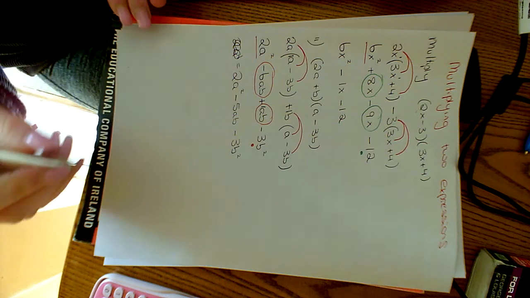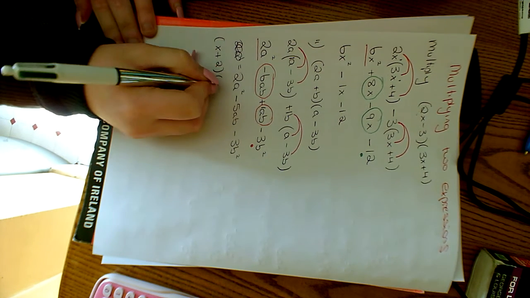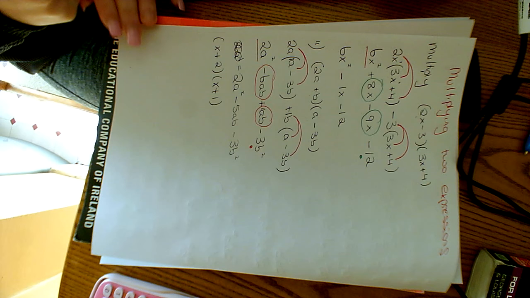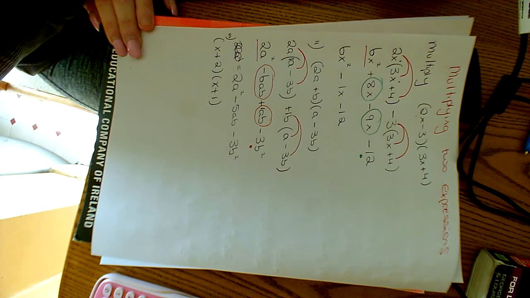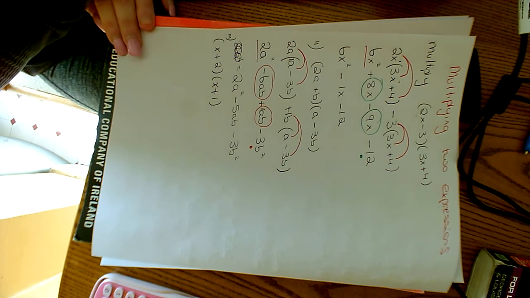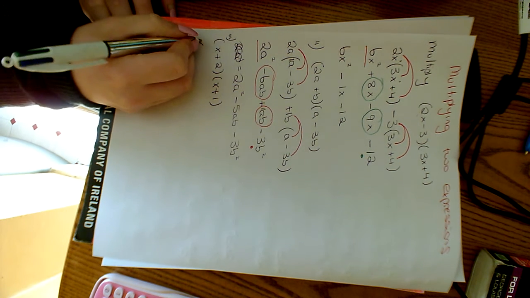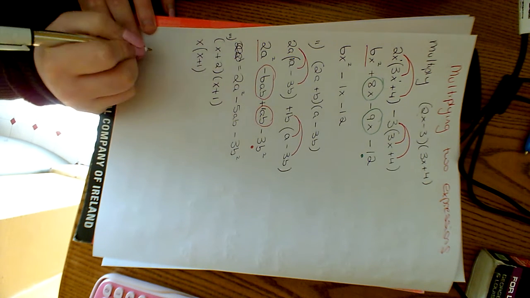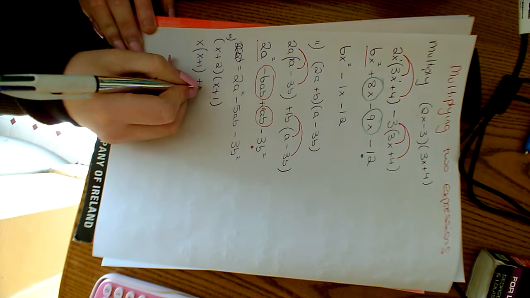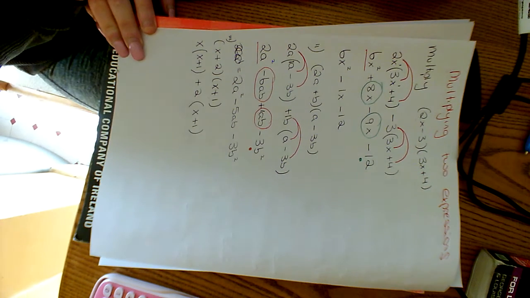The next one that I'm going to get us to do, I'm going to write out an example: x plus 2, bracket, x plus 1. So I have two brackets being multiplied by one another. Our first step when we see two brackets like this is to split my bracket. I take my first term, which is x, and multiply it by everything in the second bracket, so x plus 1. Then I take my second term, which is plus 2, and multiply it by everything in my second bracket. So now I need to multiply with my arrows.